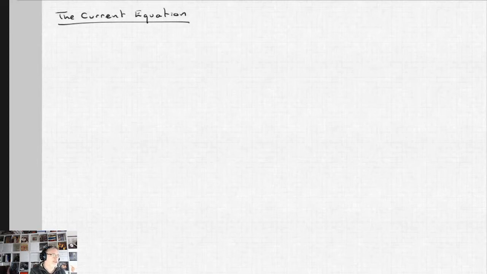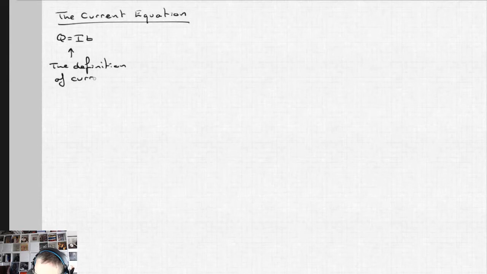Okay, let's have a brief conversation about what I'm going to call the current equation. Now, if you think about the different equations that exist for current, I'm going to write a few of them down. Q equals IT. Now, this equation is the definition of current. If I rearrange, I can get I is equal to Q over T.